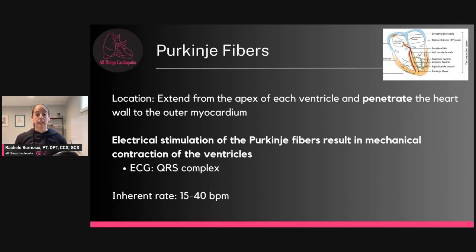Okay. The Purkinje fibers do also have an inherent rate, but it's not a very efficient rate. It is 15 to 40 beats per minute. So it's not really one you want to rely on, but it is a last-ditch effort, a backup rate if everything else was to fail ahead of that.